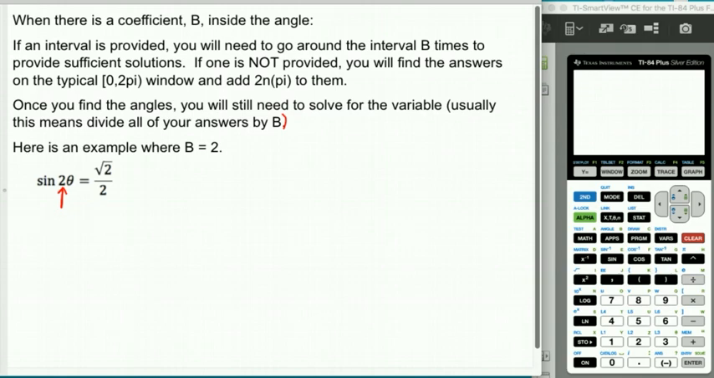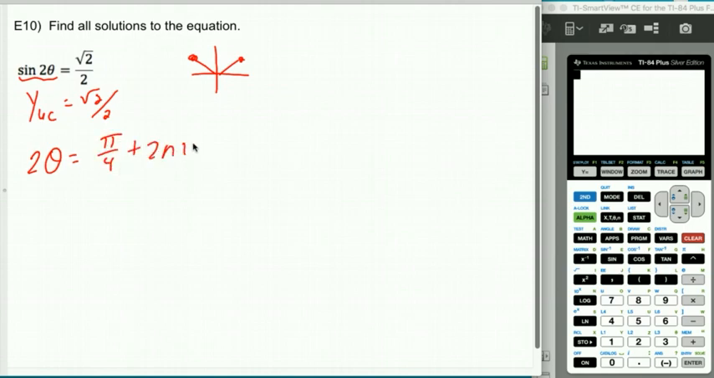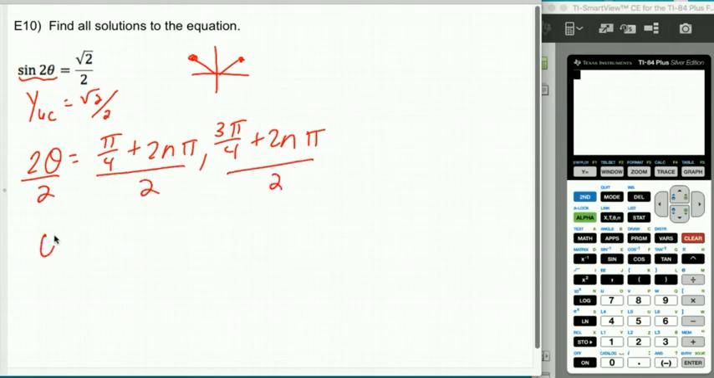So let's go ahead and walk through some of these. We're going to find all solutions to this equation. Notice that this b is 2. So first thing I have to ask myself is where is the y on the unit circle equal to root 2 over 2? Because that's what sine is. Sine is the y on the unit circle. So that's going to be here at pi over 4 and here at 3 pi over 4. Since there's no interval given, I'm going to say that my angle, which is 2 theta, is either pi over 4 plus 2n pi or 3 pi over 4 plus 2n pi. The problem is that I haven't solved for theta yet, so I'm going to have to divide literally everything here by 2. So what's going to happen is I'm going to get that my theta is a pi over 8, because that's what happens if you cut a fourth in half.